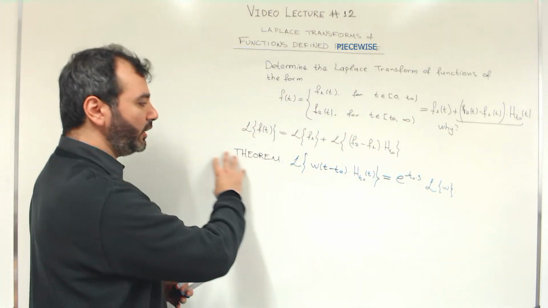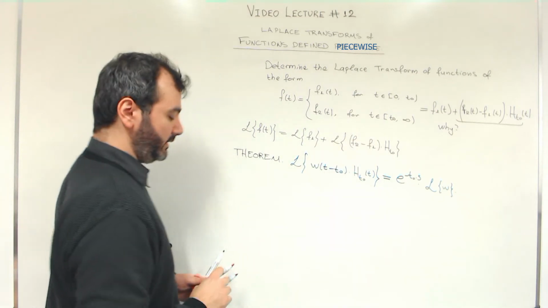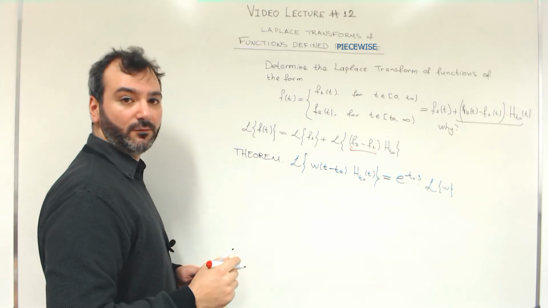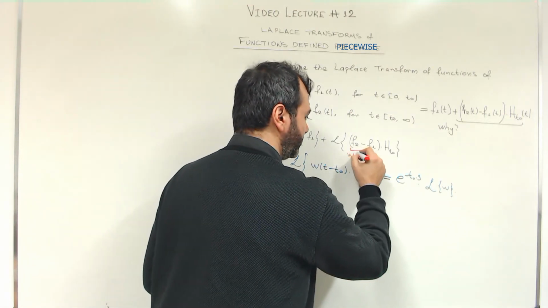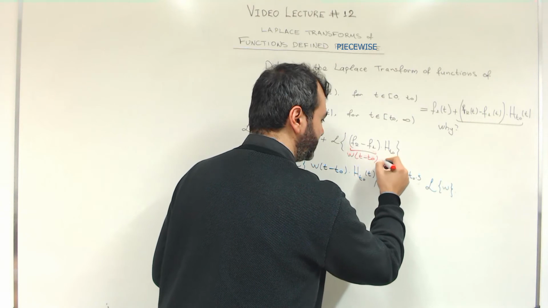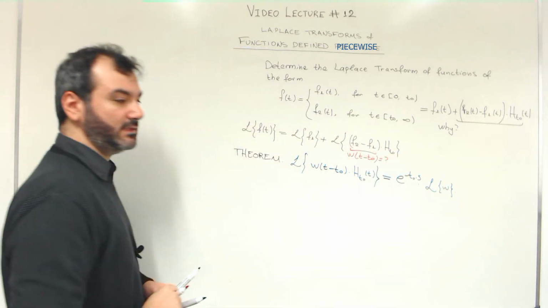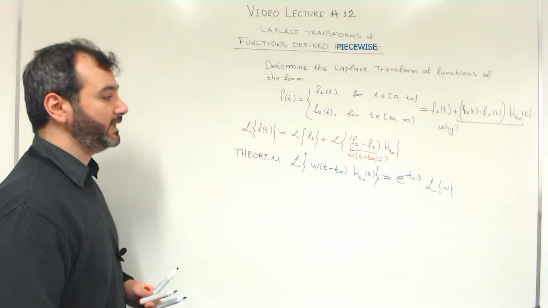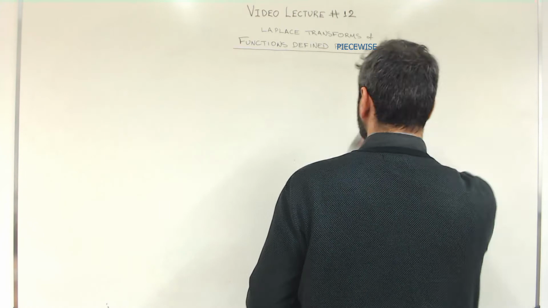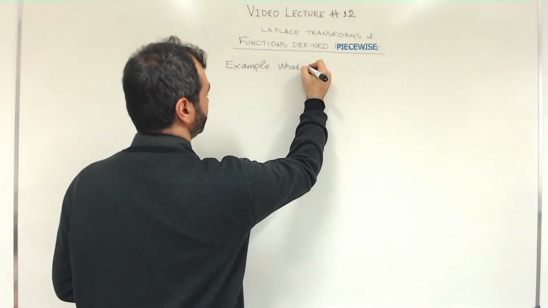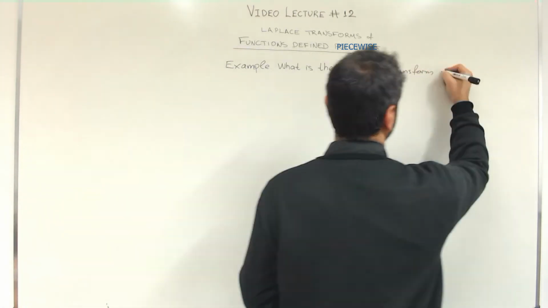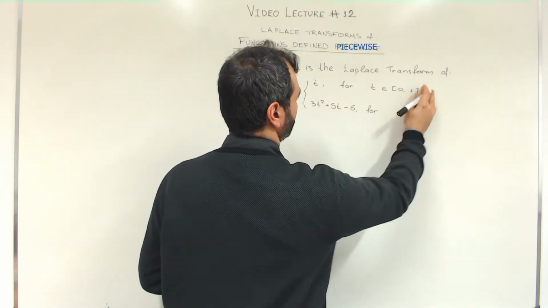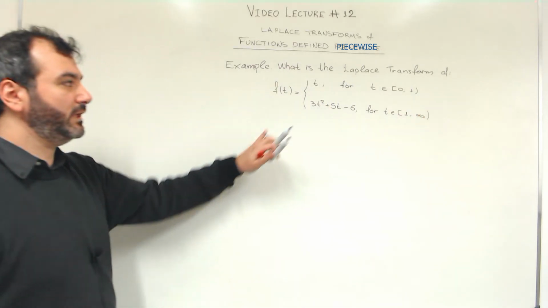Now the question is, how can we use this theorem over here? In other words, this f2 minus f1, can we write it as a function w of t minus t0? And if yes, how? We are going to explore certain cases through examples. So let's see what we can do here.